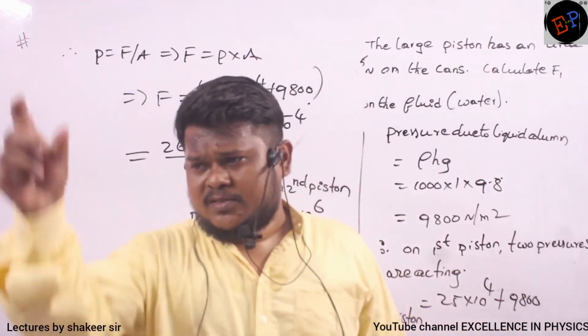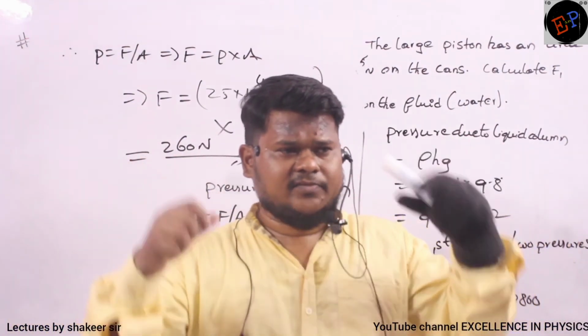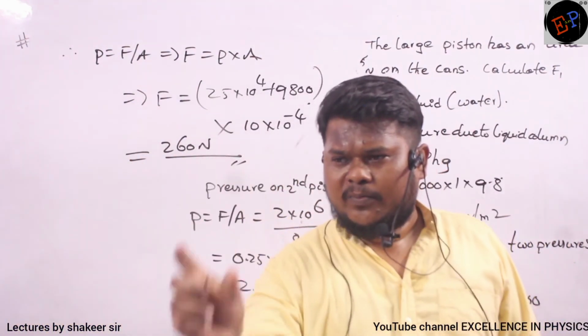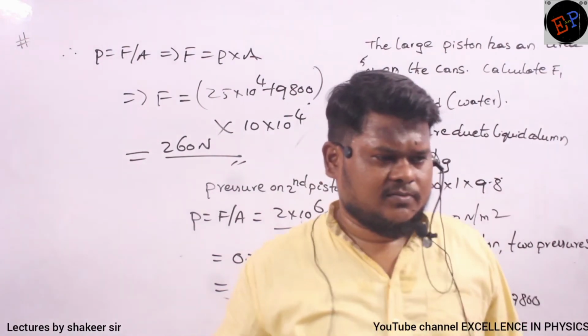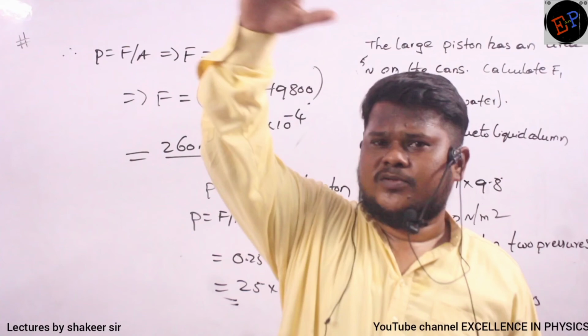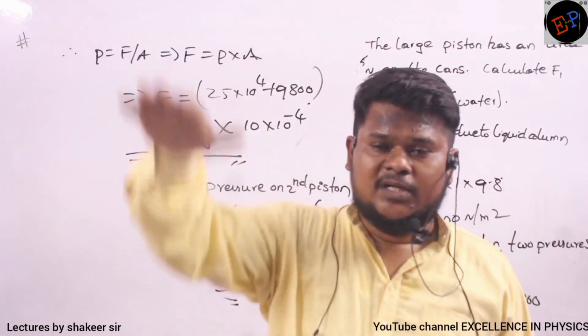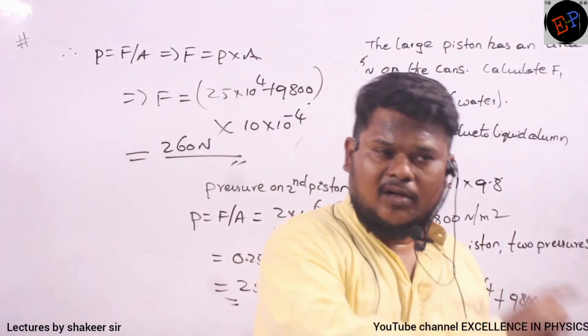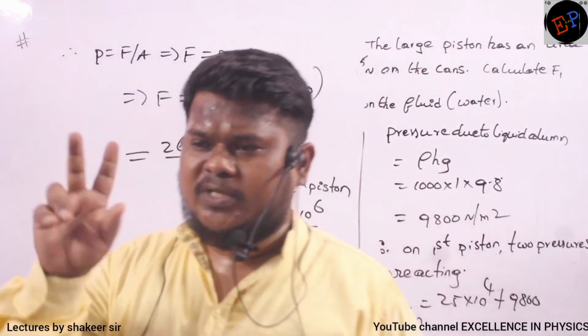See, both pistons are not at the same height now. Height is different. If height is different, pressure due to the liquid column also will act on the first piston. The second piston is at the top position, so liquid column pressure will not act on that. But on the bottom piston, pressure due to the liquid column also will show its pressure. So 2 pressures are acting.